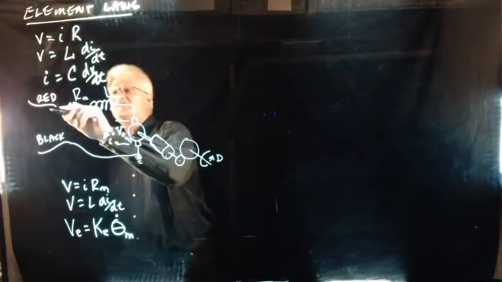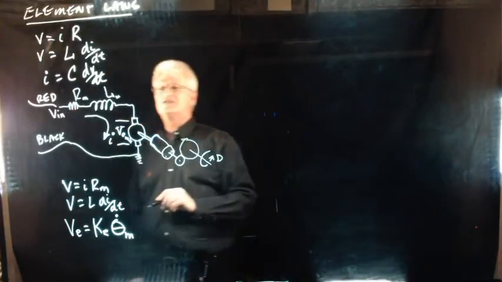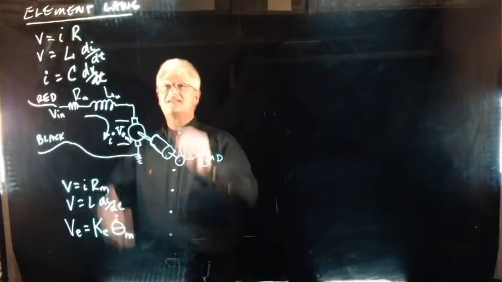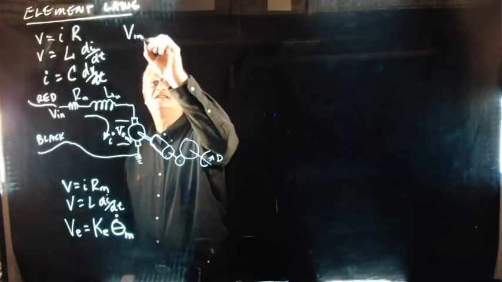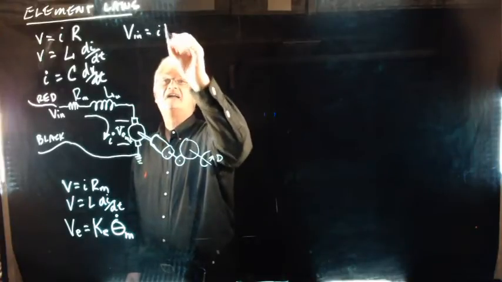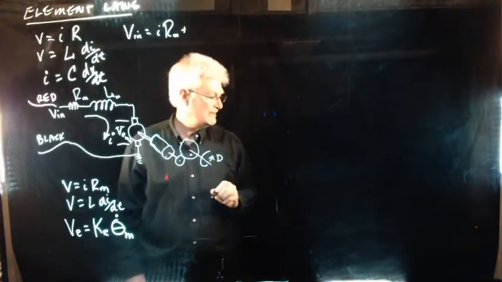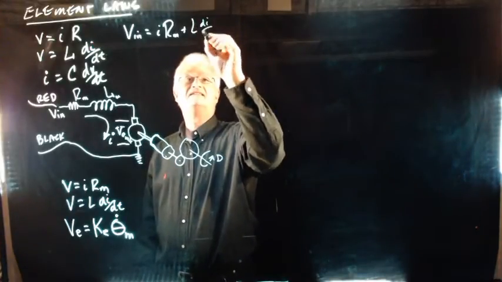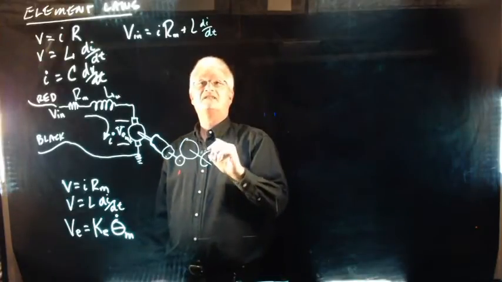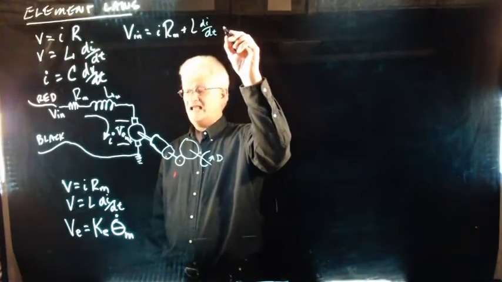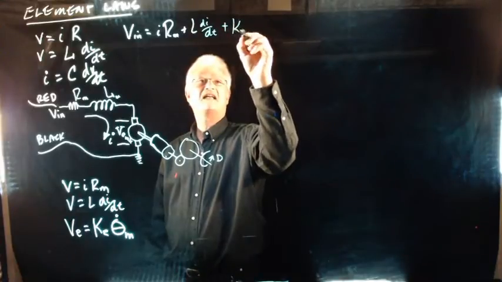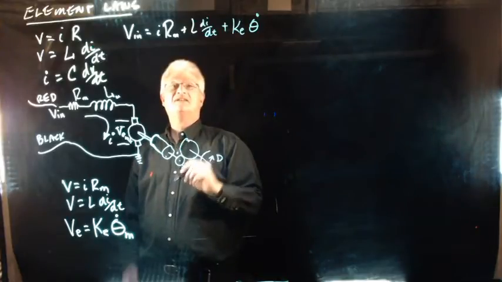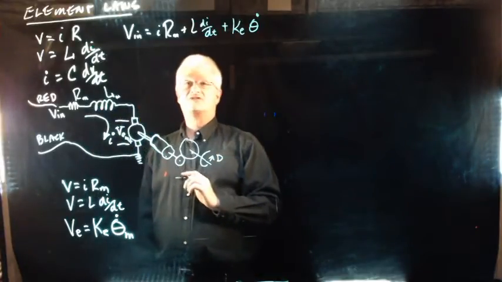If this is V in, the input voltage to your motor, then we can sum up the voltages across the motor and set those equal to V in. So V in is equal to I R sub M plus L di/dt. That's one way. And then we add plus Ke times theta dot. So now we've summed up the voltages along that motor circuit.